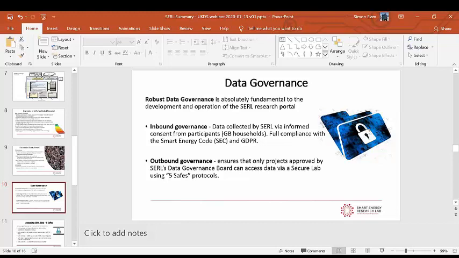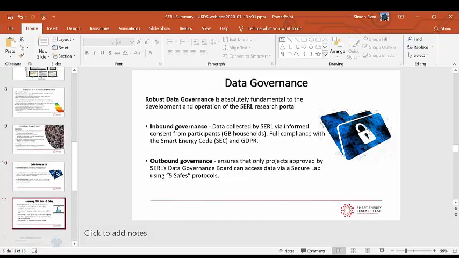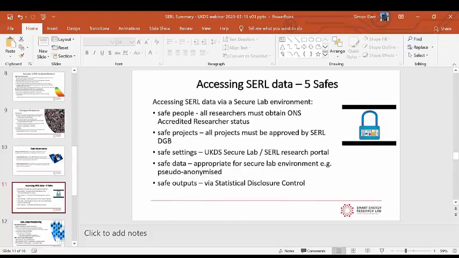And then the outbound data governance ensures that only projects approved by our data governance board can access data, and they do that via a secure lab using the five safes protocols. The five safes protocols were developed by UKDS alongside ONS, I think. So that's basically safe people. All researchers must obtain ONS accredited researcher status before they're allowed to get access.